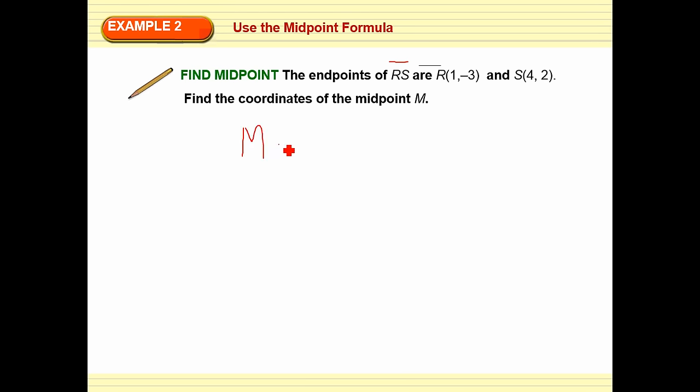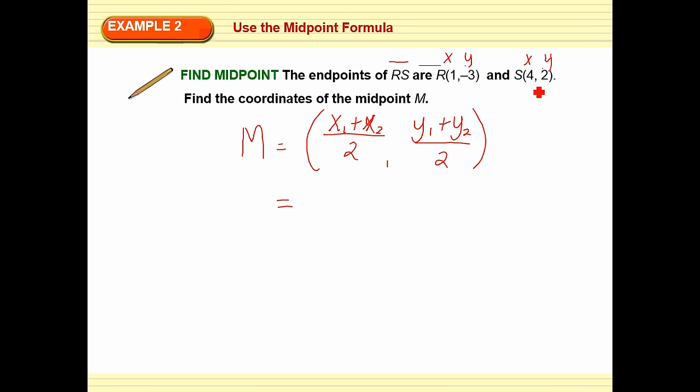And we're going to use the fact that the midpoint equals x1 plus x2, divided by 2, and then y1 plus y2 divided by 2. So we need to plug in the x and y coordinates into this formula. Now, one way to do that is to go back through your points here. This is an x value, this is a y value, this is an x value, this is a y value.